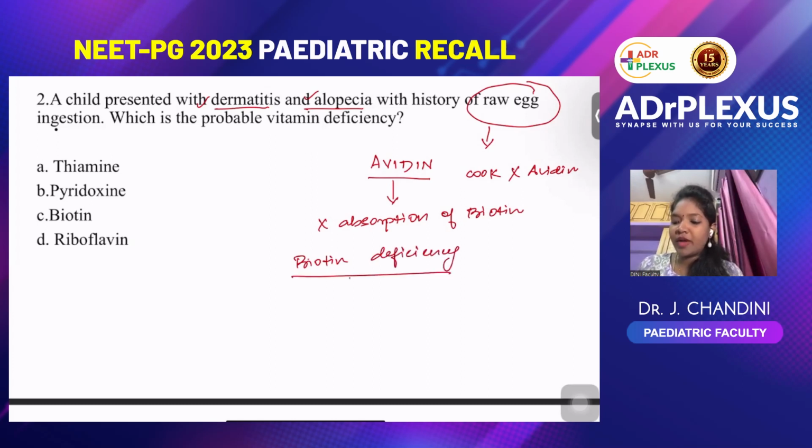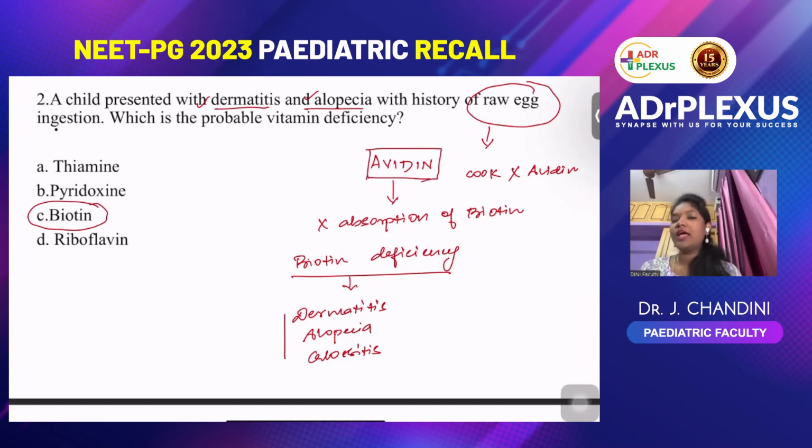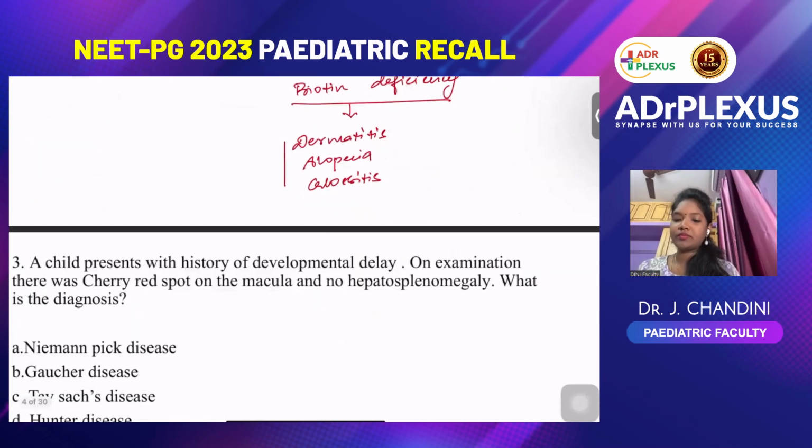What are the features of biotin deficiency? You will have dermatitis, alopecia and glossitis. These are the features of biotin deficiency. So here the answer is nothing but biotin deficiency. Whenever you see raw egg, you think of biotin deficiency. Why is it due to? Because of avidin. Okay, so this is the answer for the second question.